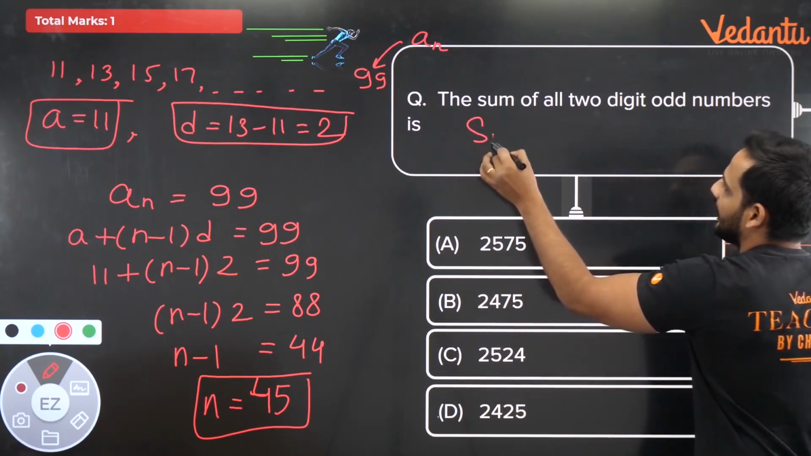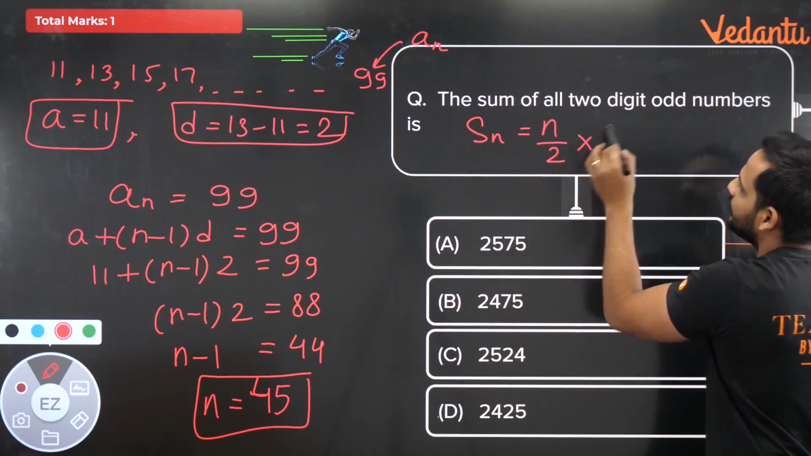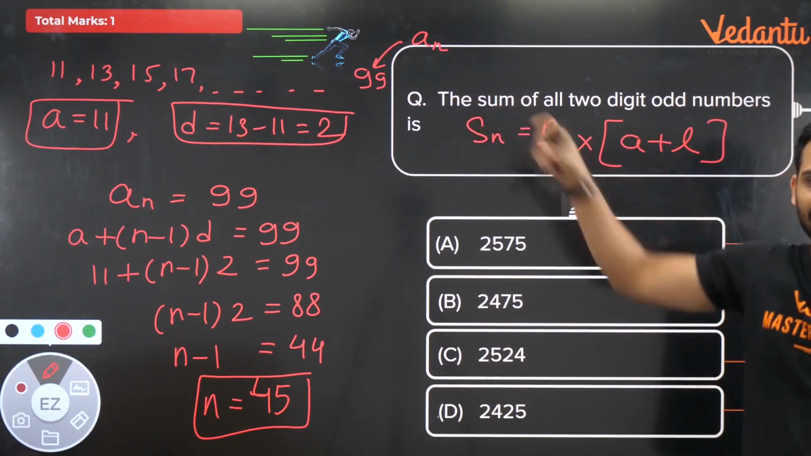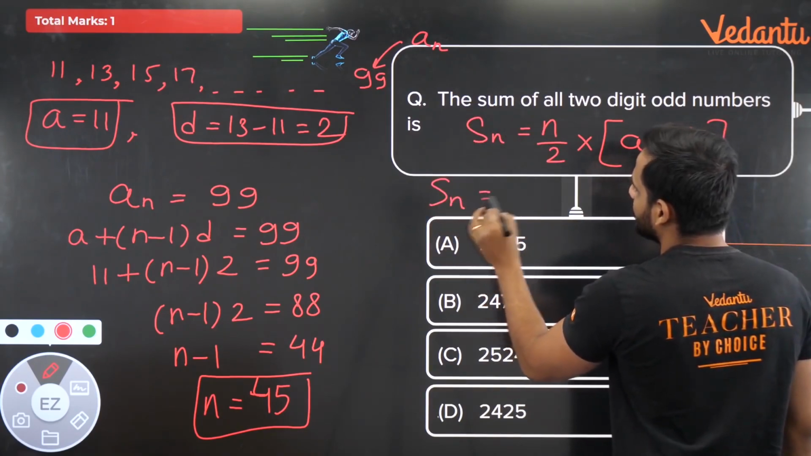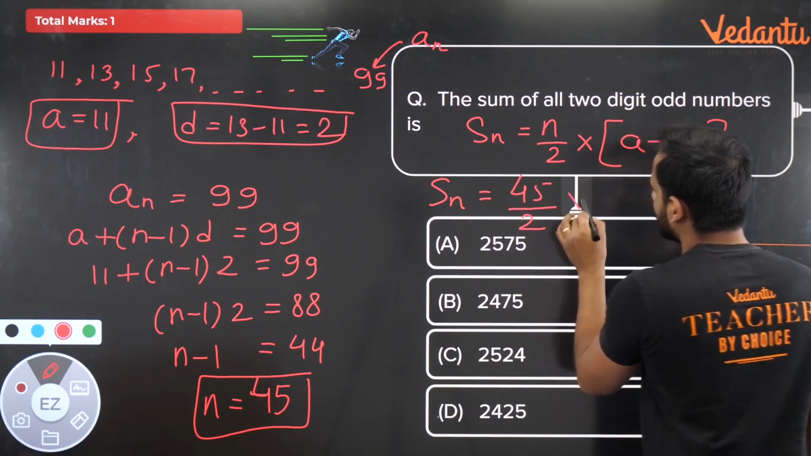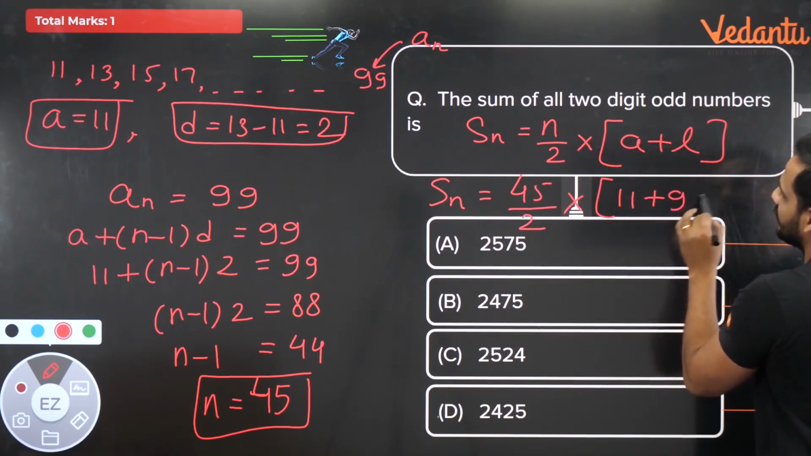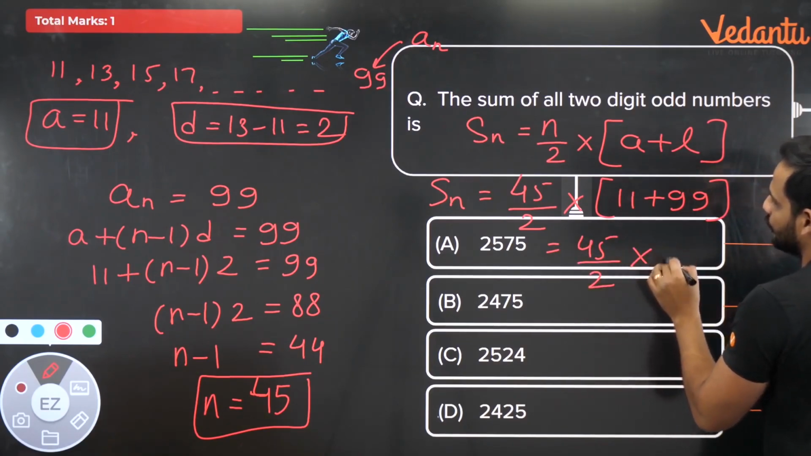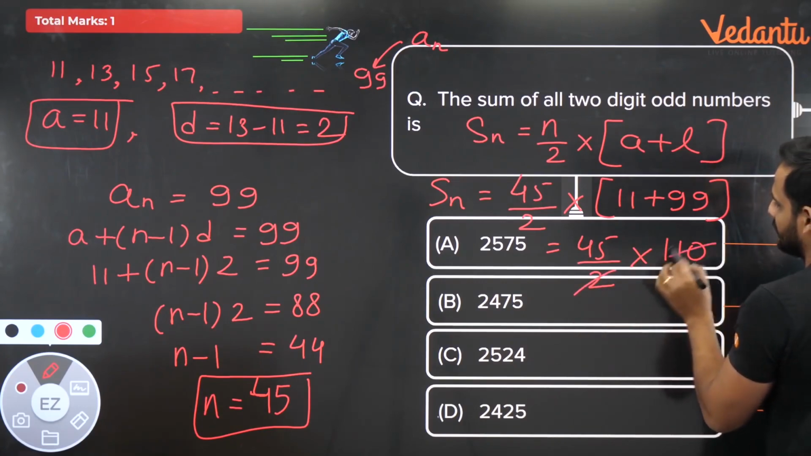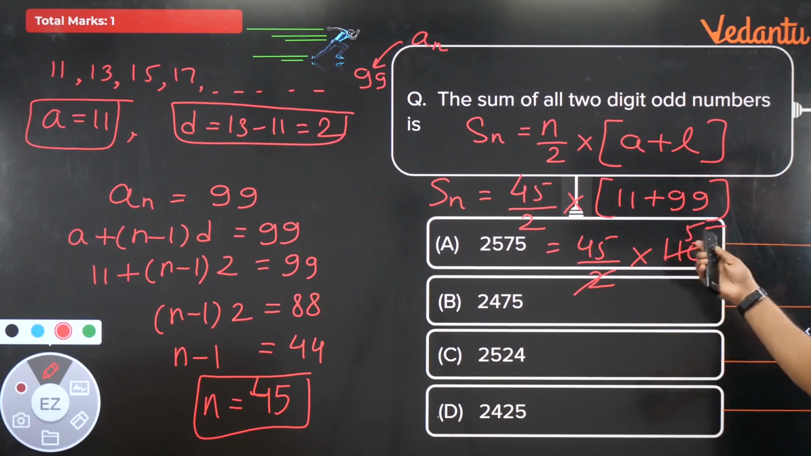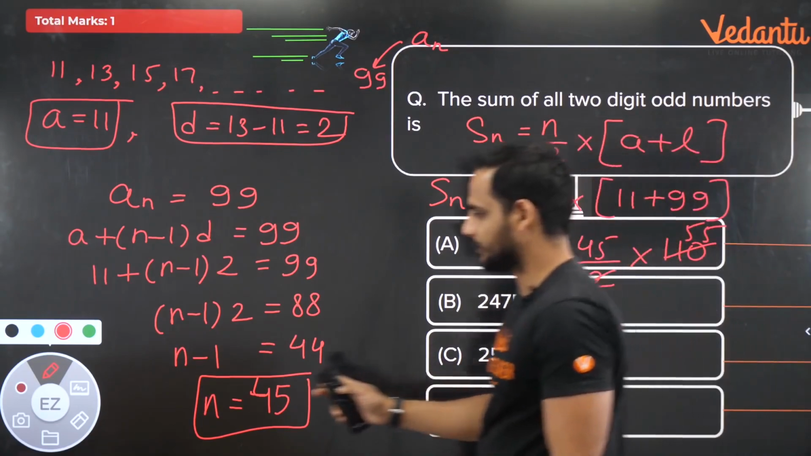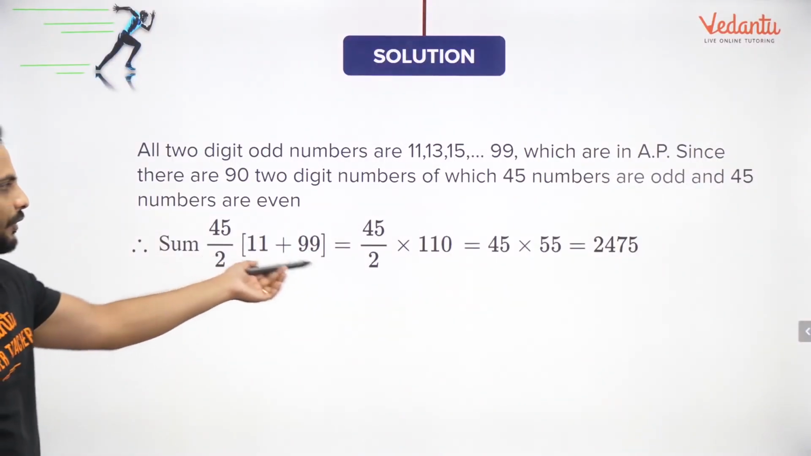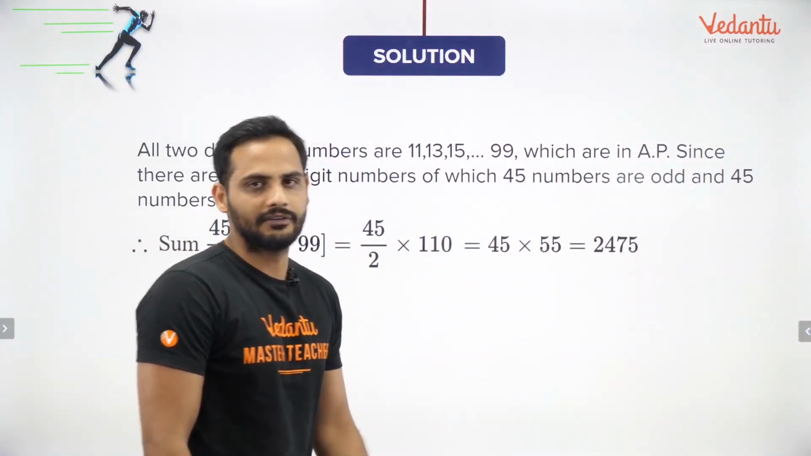Now I want the sum. Sn is equal to n by 2 into a plus l. Why am I using this formula? Because I already know the last term is 99. So the sum will be equal to 45 by 2 into 11 plus 99. So you will get 45 by 2 into 110, which is 55. 45 into 55, whatever the answer is, that is going to be your solution. So 45 into 55, the correct answer is 2475. Okay, so this is how you are going to solve it. 45 into 55 is 2475, right?